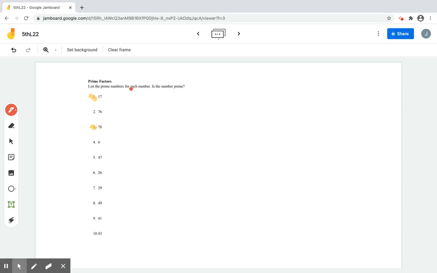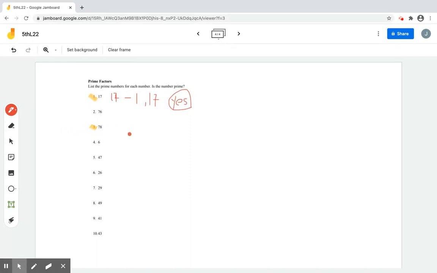So the last one is prime factors, and we're going to list the prime numbers and determine if the number is prime or not. We're going to work on number 1 and 3, and let's get started. Number 1 is 17. And 17 has two factors, which are 1 and 17. It means it is divisible by only two factors, 1 and itself, 17. It doesn't have any more factors, so it is a prime number. So the answer will be yes.